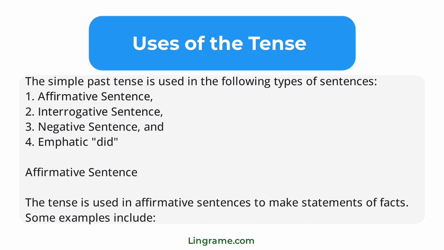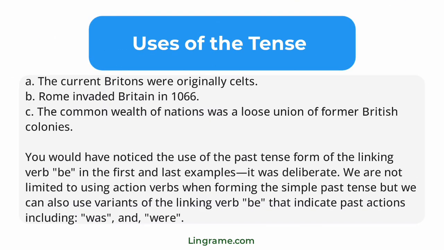Uses of simple past tense. The simple past tense is used in the following types of sentences. Affirmative sentence, interrogative sentence, negative sentence, and emphatic, did. Affirmative sentence. The tense is used in affirmative sentences to make statements of facts. Some examples include: the current Britons were originally Celts. Rome invaded Britain in 1066. The Commonwealth of Nations was a loose union of former British colonies.